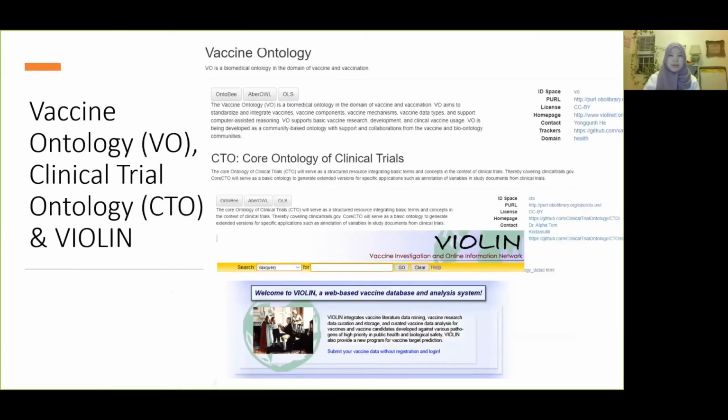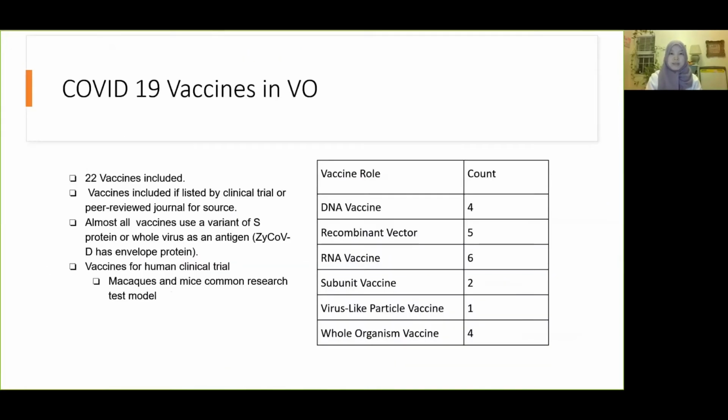Previously, we have built the vaccine ontology, clinical trial ontology, and Violin, a vaccine research database. VO standardized vaccine information such as vaccine components, mechanisms, types, manufacturers, and more. CTO standardized clinical trial registry and clinical trial metadata. They both use the Basic Formal Ontology framework, therefore they are naturally interoperable. Next, I will hand it over to Anthony. He will provide us some updates on COVID vaccines in VO.